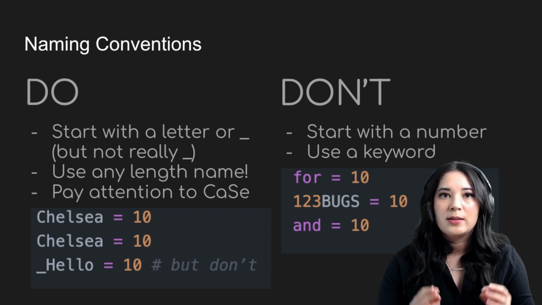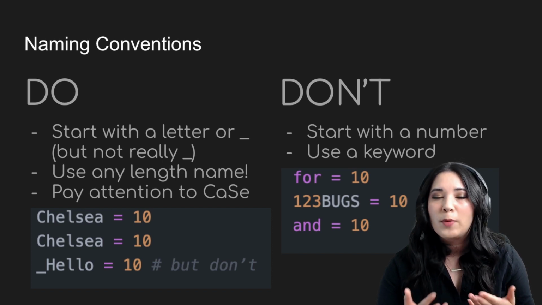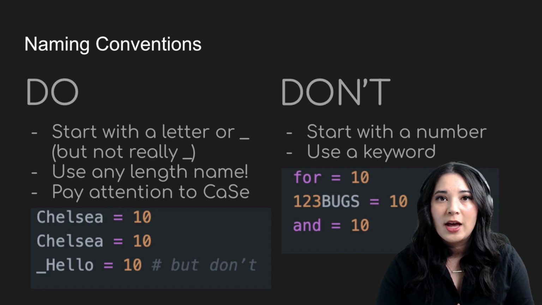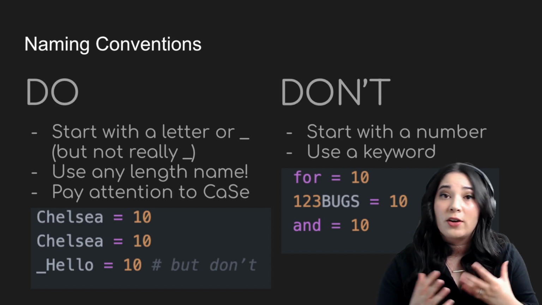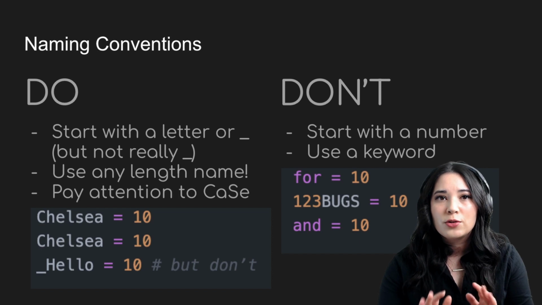Last but not least, Python is case sensitive, which means if you have two variables that have the same name, like Chelsea, but one has all lowercase and one has an uppercase C, Python believes those are two completely separate variables. So make sure that if you ever have errors or if you're ever having trouble with your variable names, that you're using consistent capitalization.